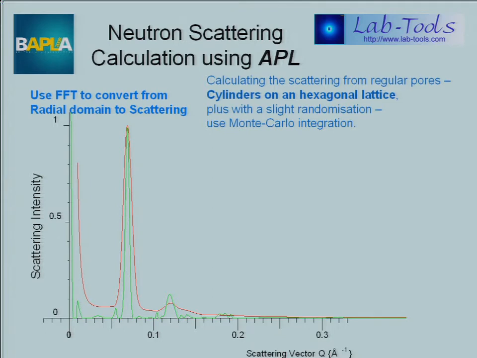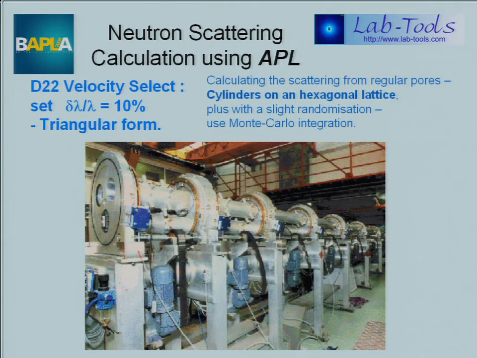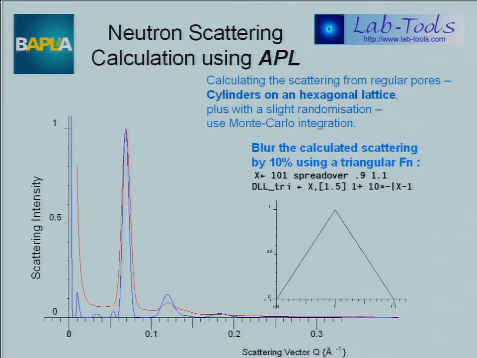Well, it's the actual data that's wrong. The collimator that feeds that, there's also a velocity selector there, which has a 10% width. And so that's actually blurring that data. The measured data can actually blur. If we blur our calculated data with a simple triangular APL expression, we get something much closer.